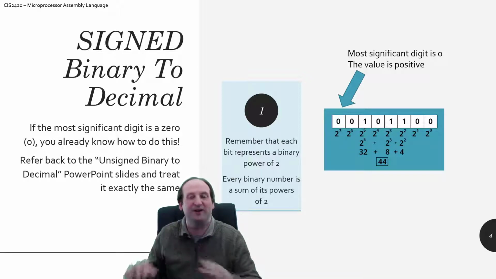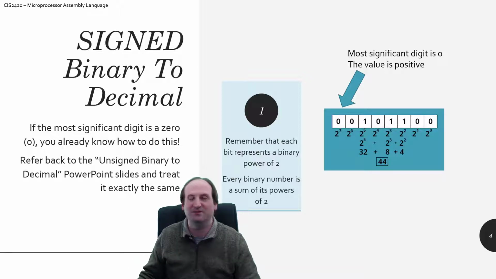We don't worry about anything else. You've got it down. You just add up the bits that are 1, and you add up the powers of 2 to get your solution. So 00101100 comes out to 2 squared plus 2 cubed plus 2 to the 5th, or 32 plus 8 plus 4, which sums up to positive 44.